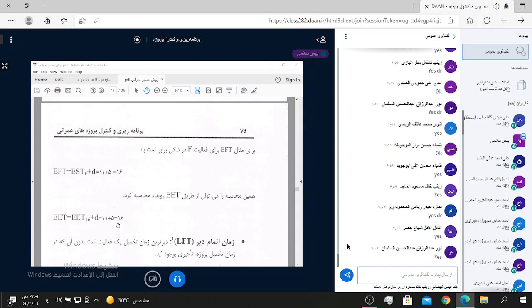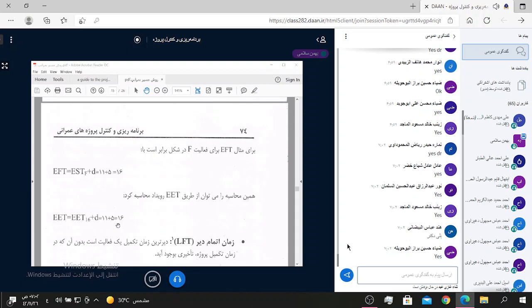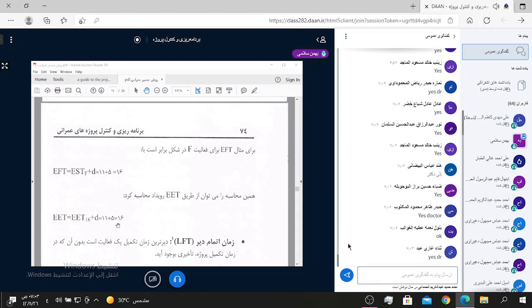Okay. You can write these 4 factors and the meaning of them, or remember this one. Okay.